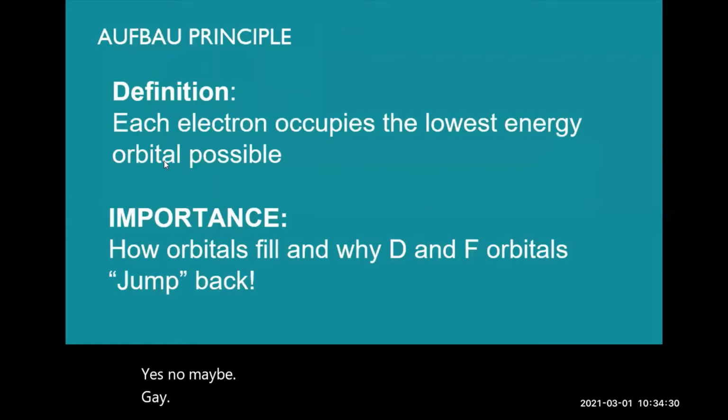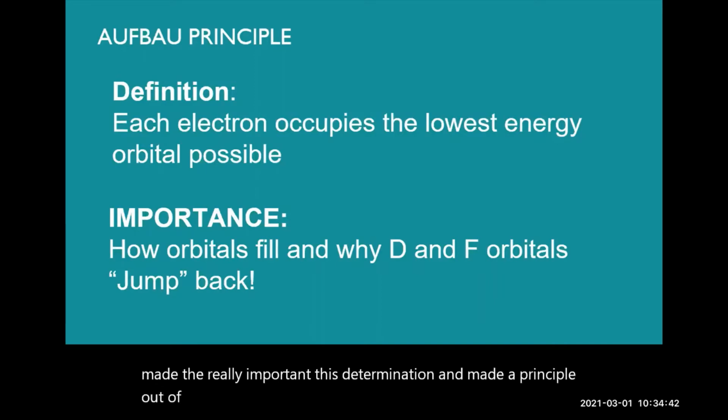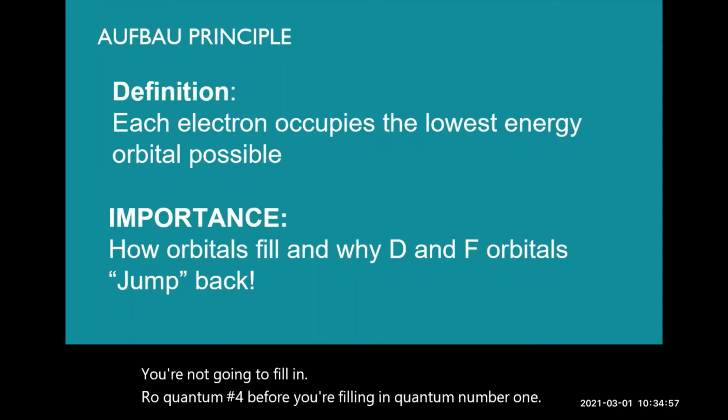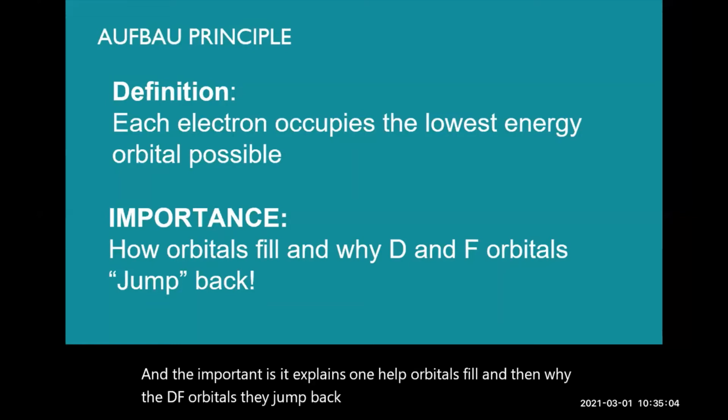Okay, so let's talk about the Aufbau principle. Aufbau is a guy who made the really important determination and made a principle out of it that each electron occupies the lowest energy orbital possible. Meaning, you're not going to fill in row quantum number 4 before you're filling in quantum number 1. And the importance is it explains, one, how orbitals fill, and then why the D and F orbitals jump back, meaning how they can go back one.